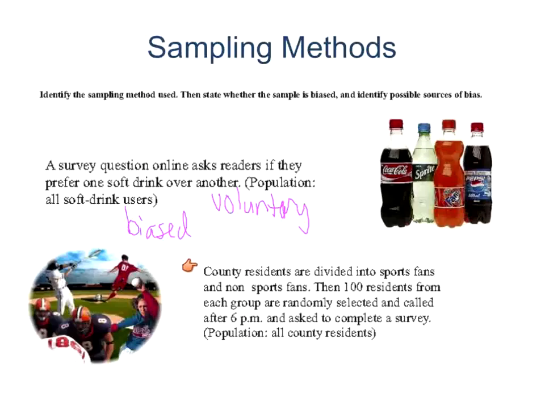Our next example, it says county residents are divided into sports fans and non-sports fans. Then 100 residents from each group are randomly selected and called after 6 p.m. and asked to complete a survey. So my population's all county residents. So first I need to ask myself, what kind of sampling is this?